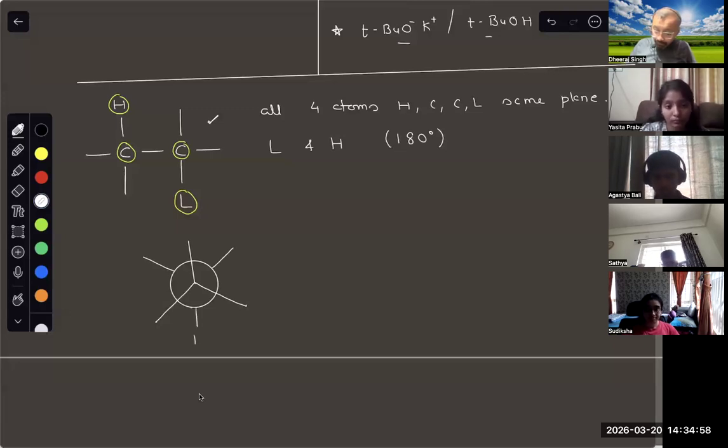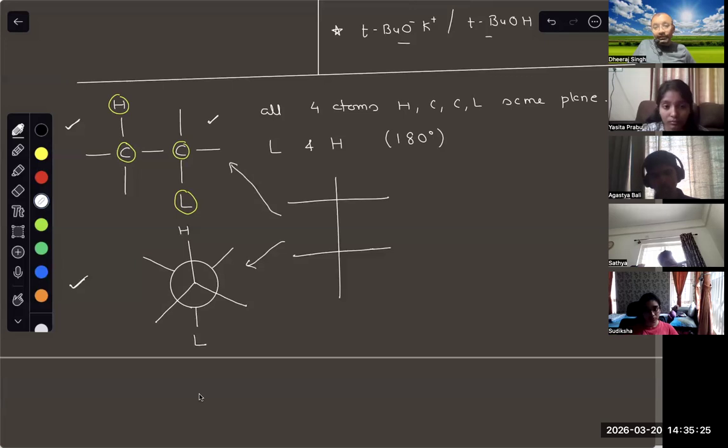If you see this kind of projection, this is L and this is H, then it becomes very simple. You know that they are 180 degrees away from each other. Here also it is evident, here also, here also. But when you write it like this, Newman projection, sorry, this is Fischer projection. In Fischer projection, it is not straightforward, so you need to convert it either this way or this way. Then you have to check the E2 reaction. You'll see when you have the reactions.